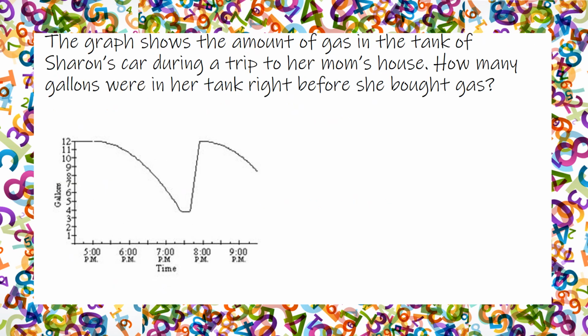The graph shows the amount of gas in the tank of Sharon's car during a trip to her mom's house. How many gallons were in her tank right before she bought gas? So I'm looking at this graph and I see it looks like she started with 12 gallons up here. If we follow the line, she's trucking along and her gas tank's getting emptier and emptier.